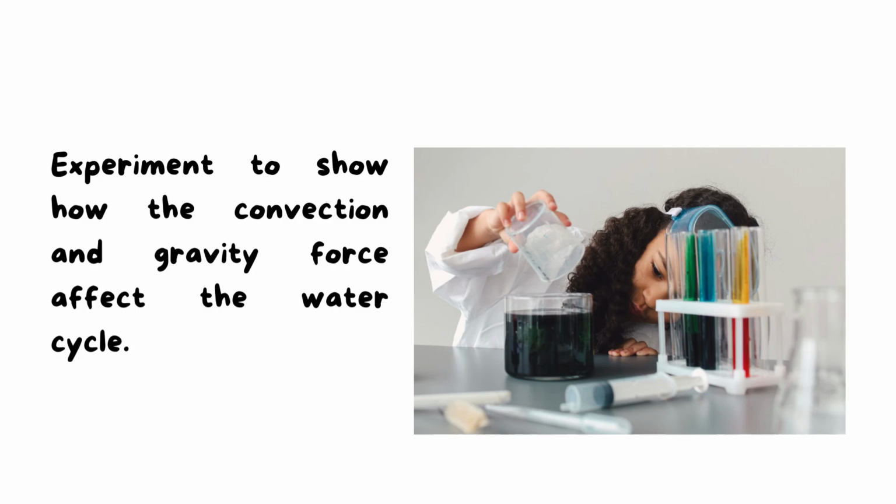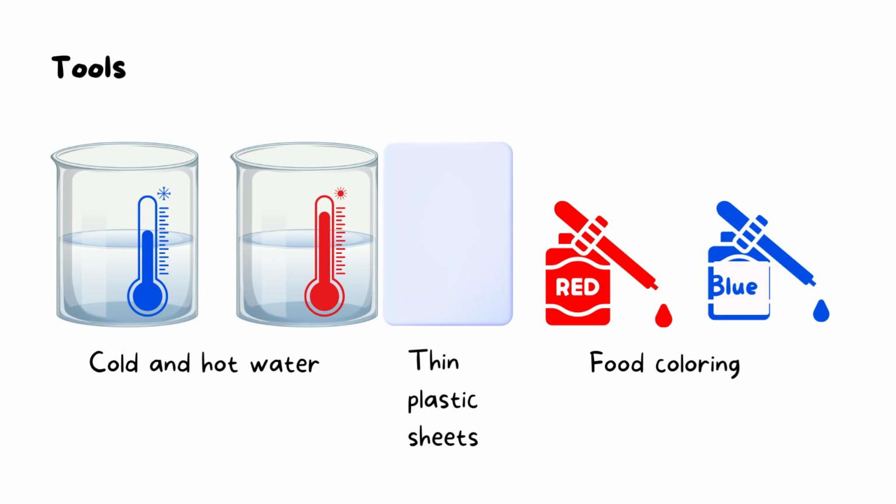Okay, here are the tools that we need for this experiment. We want cold and hot water and thin plastic sheets, okay, and food coloring. We will use red and blue, okay? So now I will count down, and you will watch this experiment. I want you to observe the results, and we will discuss the results after watching the experiment, okay? So let's start.